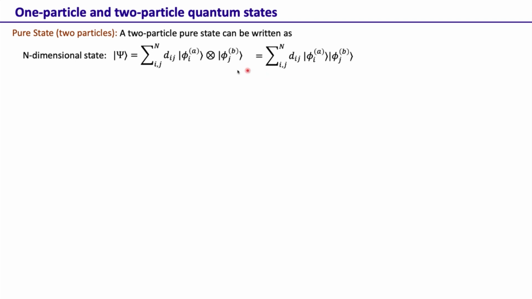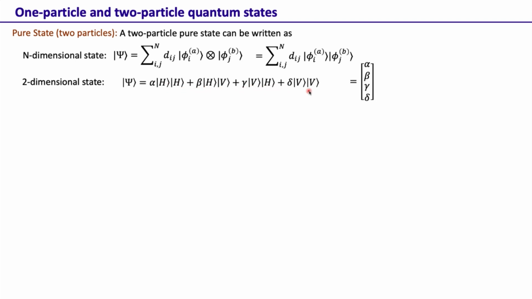Sometimes we don't write this tensor product over here. So either this or this, these are two equivalent representations. The first ket is for the first particle, the second ket is for the second particle. If we have a two-dimensional state, then one example of such a state could be alpha HH plus beta HV plus gamma VH plus delta VV. H and V are the basis states for a single particle, but HH, HV, VH, VV are the two particle basis states.